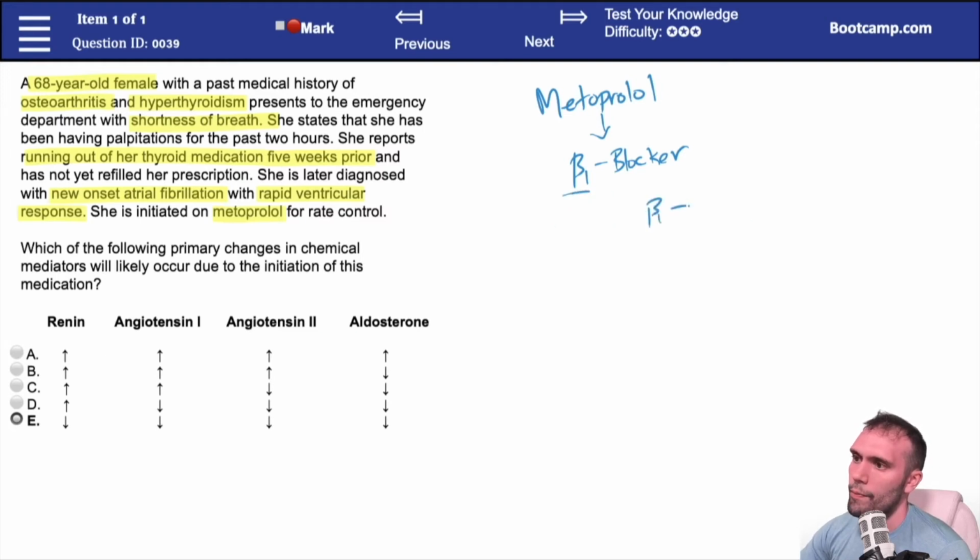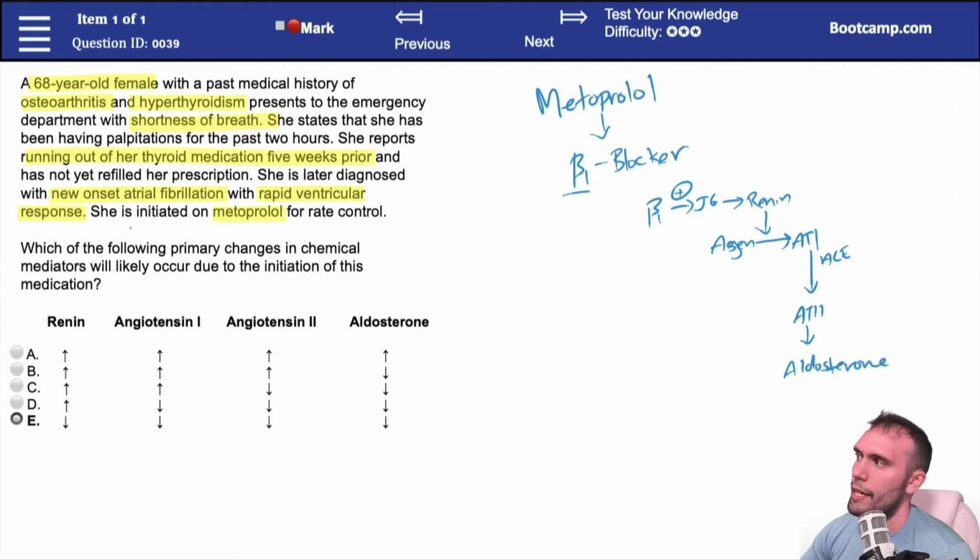Normally beta-1 would stimulate the juxtaglomerular cells to release renin, right? And then renin would be responsible for converting angiotensinogen into angiotensin 1, which would then get converted to angiotensin 2 by ACE, which would then eventually lead to aldosterone release. So this is all you really need to answer this question here.